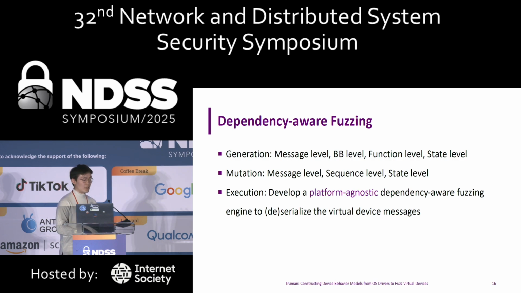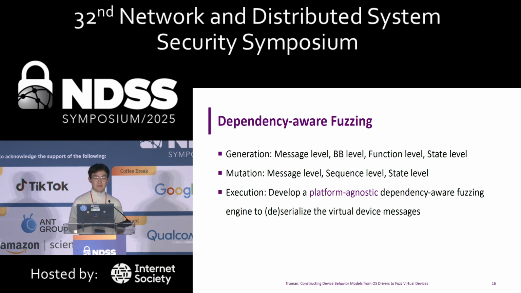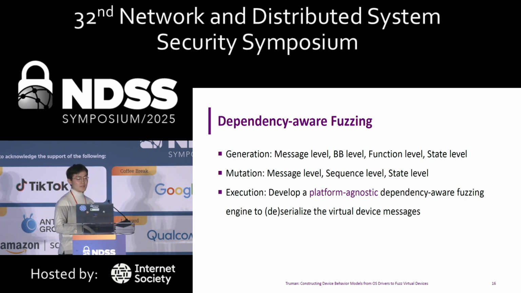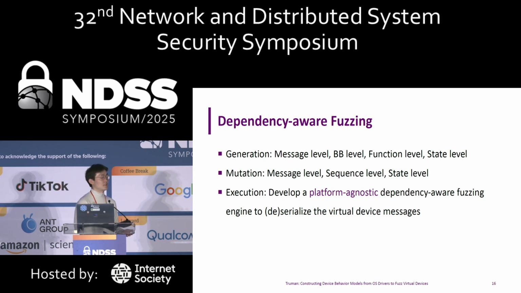At the state level, Truman explores how the device behaves under specific internal states. By simulating different contexts, it ensures that the fuzzing process reaches deep, hidden code paths that are often missed by traditional tools.